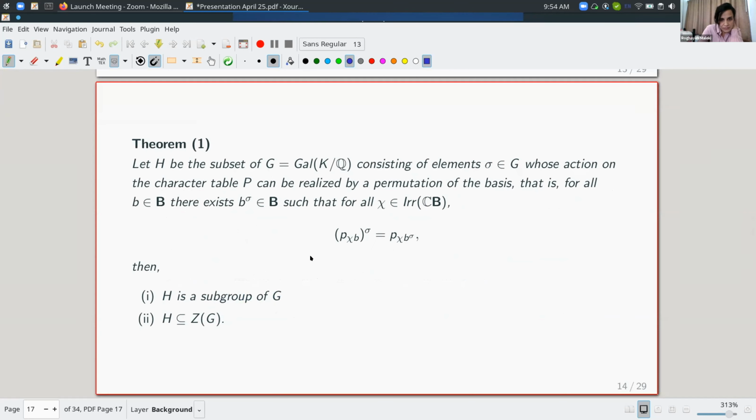And as a last theorem in this section, we consider a set H of the Galois group that acts on the columns of the character table and permutes the columns of the character table. In this case, we say that this set is a subgroup of the Galois group, and it is in the center of the group.